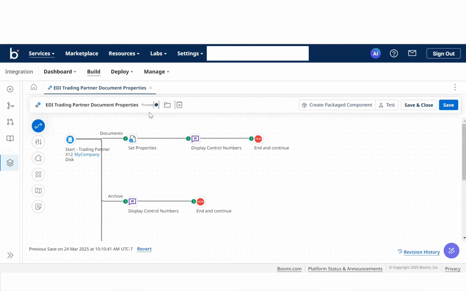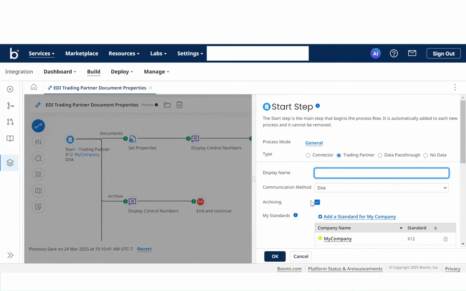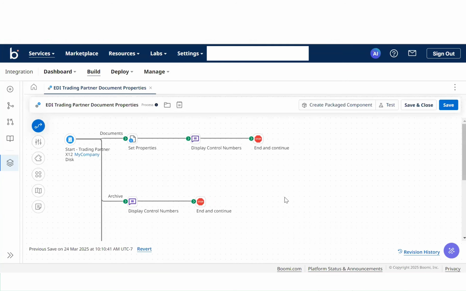So going over our sample Boomi process, we're going to see we have archiving enabled. So the raw inbound interchange document will be sent down the archives path. And for our example interchange document, it has two 850 transaction sets, so we'll see two documents that are processed down the documents path.